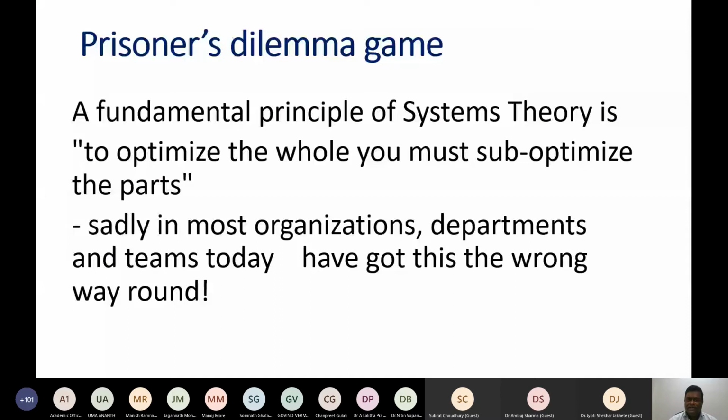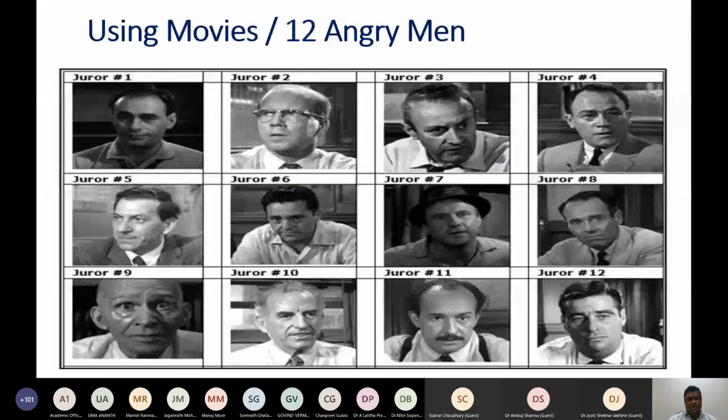These are the important lessons that can come out of this prisoner's dilemma game. To optimize the whole, you must sub-optimize the parts. So that is the major learning that would come out of this game. That is the prisoner's dilemma for you.